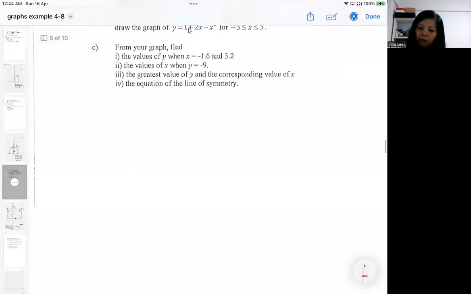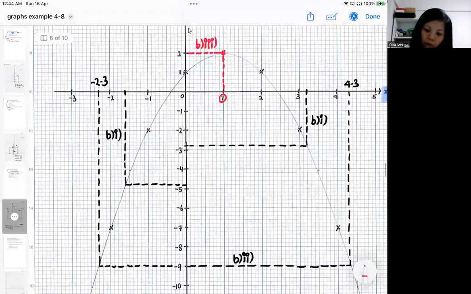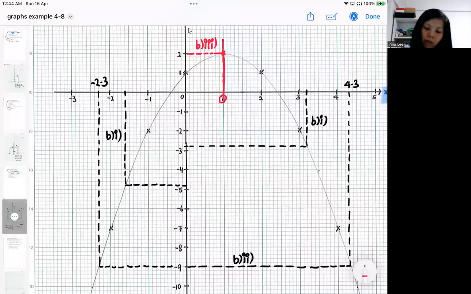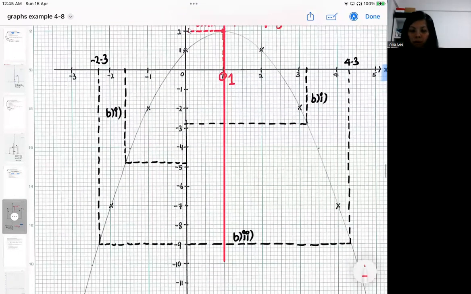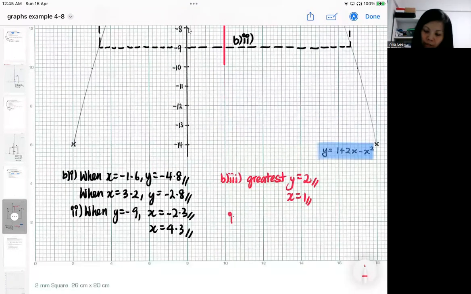And again, the last part, the line of symmetry. So the line of symmetry always corresponds to the highest or the lowest point. So it's quite obvious that this is the line of symmetry. And it cuts the x-axis at 1. So what is the equation? Is the equation just 1? So the equation is x equal to 1.